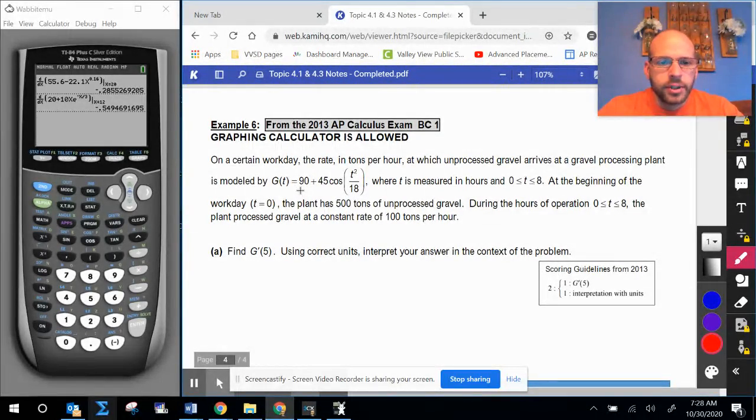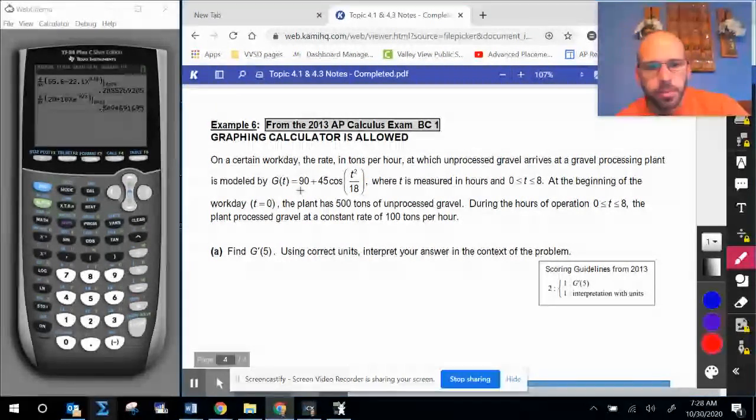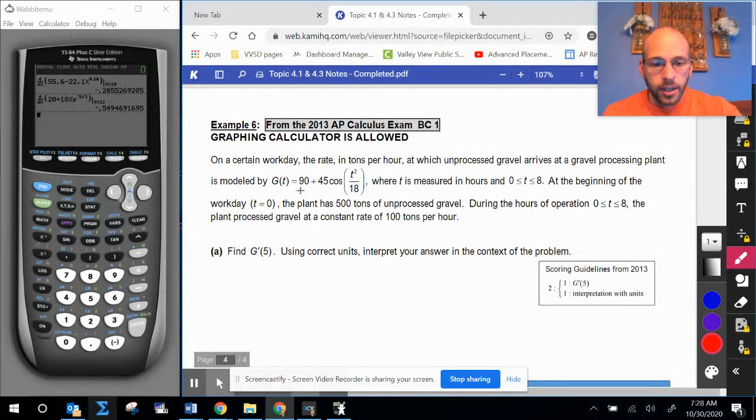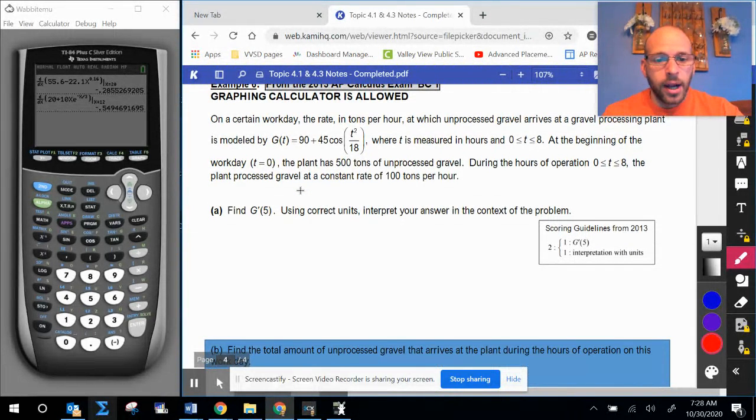All right, example 6. So on a certain workday, the rate in tons per hour at which unprocessed gravel arrives at a gravel processing plant is modeled by this function, okay, where t is measured in hours, 0 to 8. Okay, so I have gravel arriving to this processing plant. At the beginning of the workday, t equals 0, the plant has 500 tons of unprocessed gravel. During the hours of operation, 0 to 8, the plant processed gravel at a constant rate of 100 tons per hour. So part A, find G prime of 5.